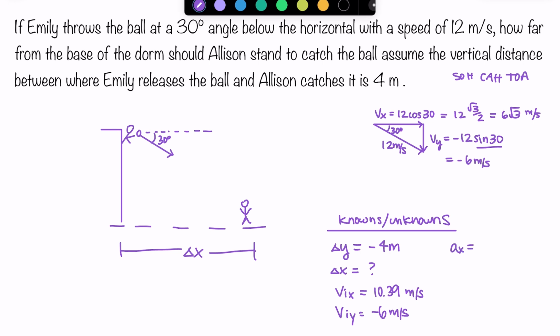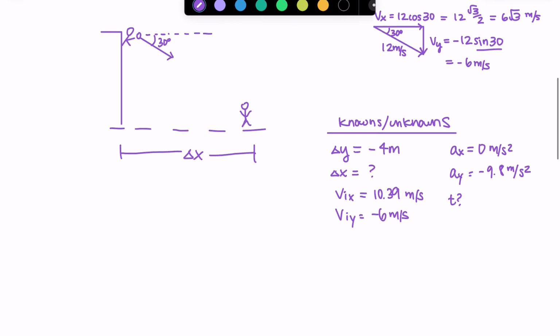Acceleration in the x direction, assuming we're not taking into consideration any air resistance, that's always going to be 0. But in the y direction, acceleration on Earth is -9.8 meters per second squared, as long as we're relatively close to the surface of Earth. Time is a variable that we also don't know, so we're going to have to figure that one out. And let's think about our equations.